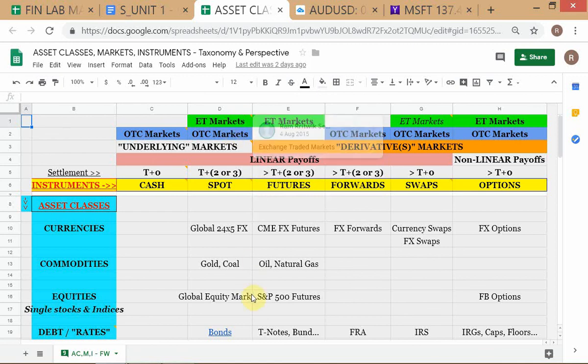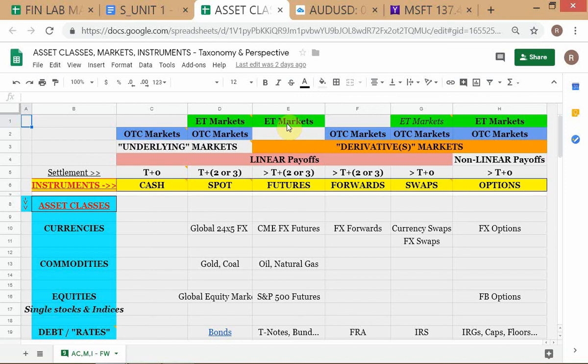I'm just trying to explain what I'm trying to show you through this framework, how you should read this, because it has certain limitations. Also, what I'm showing you is futures are only exchange traded markets. This is what this means. Is everyone able to follow what I'm showing here?